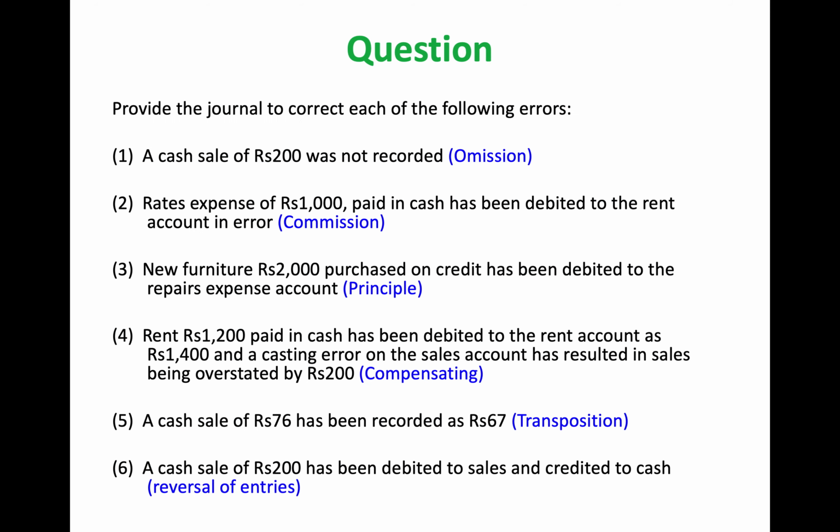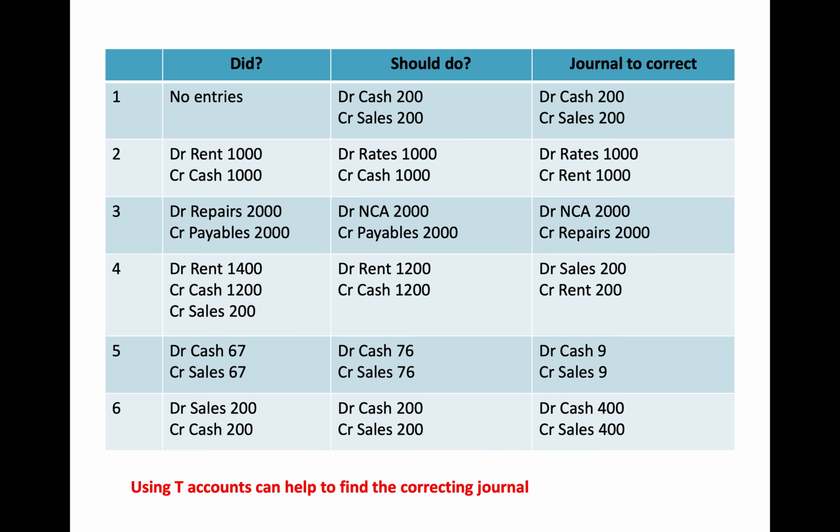A cash sale of 76 rupees has been recorded as 67 rupees. This is a transposition error because the double entries are correct, however, the figures used are wrong. Therefore, as you can see, you need to post the difference, which is 76 minus 67, which is 9 rupees. You need to increase your cash amount by 9 and credit your sales amount by 9.